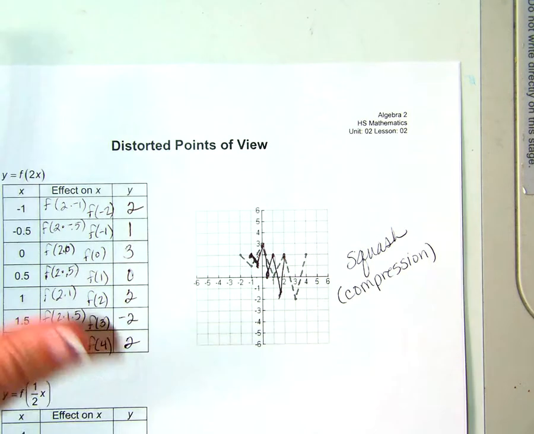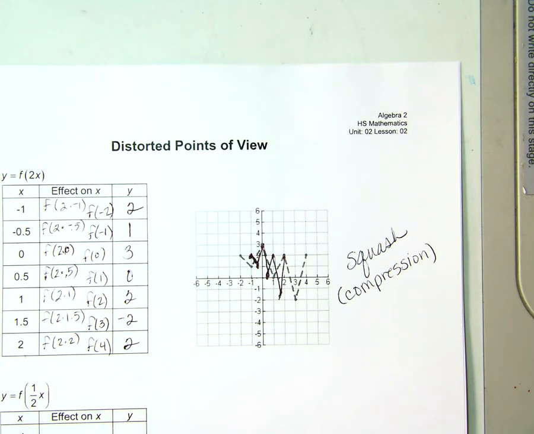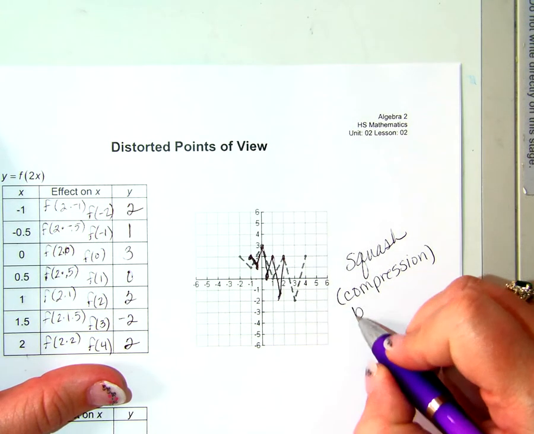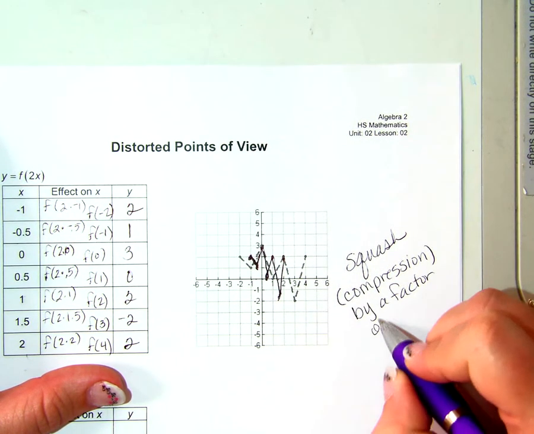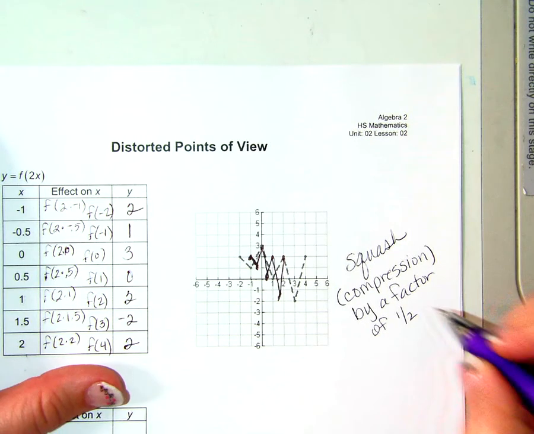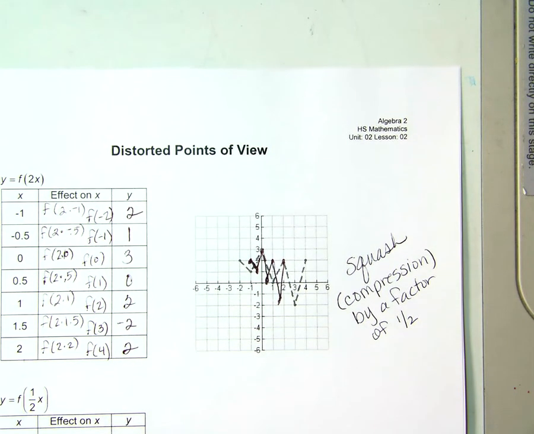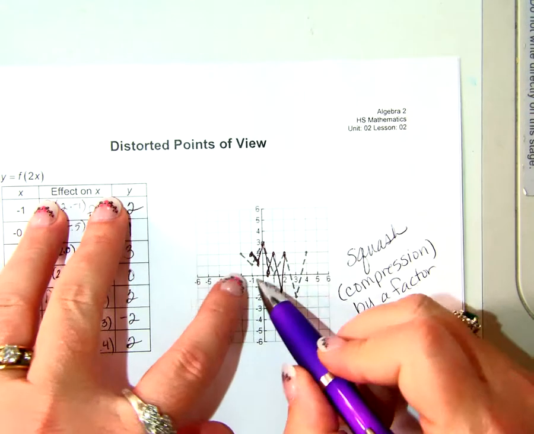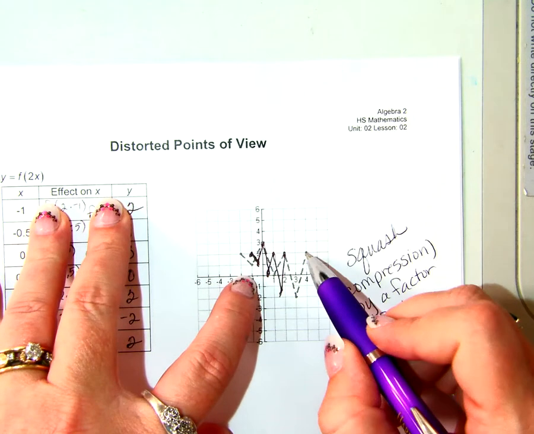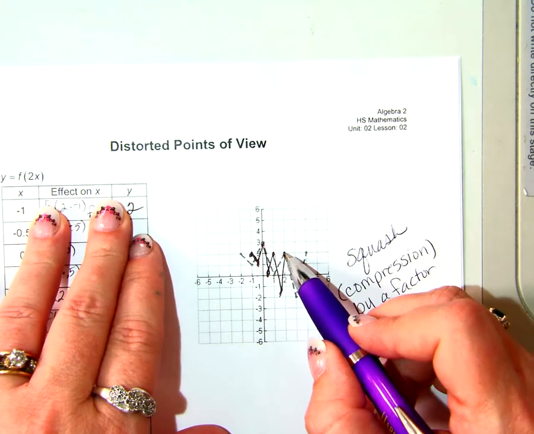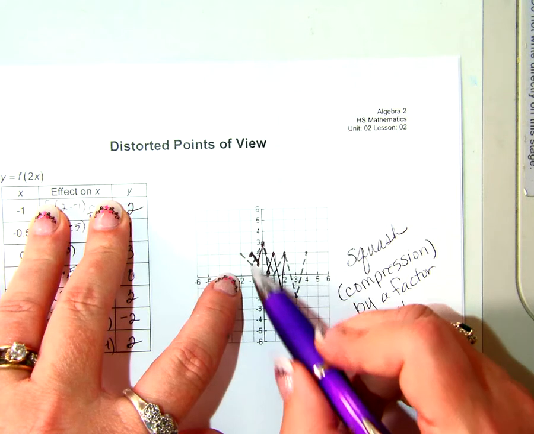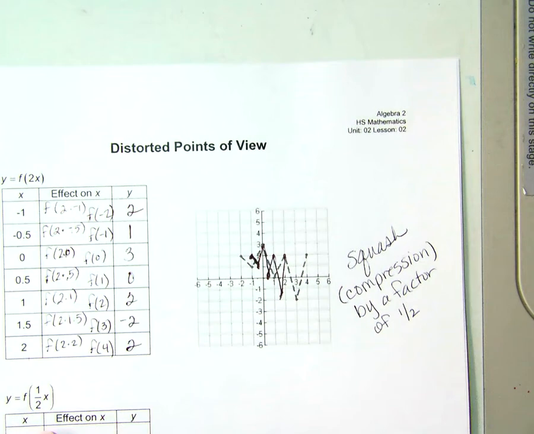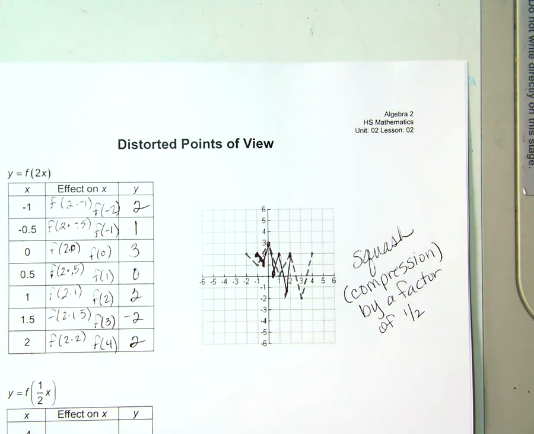This is a compression. Okay? It's a compression. And we're going to say by a factor of a half. Can you see that it got half as skinny as it was before? It used to go out to 4. The end used to go out to 4, but now the end only goes out to 2. On this side, the end used to go out to 2, but now the end only goes out to 1. So do you see it only went half as far as it did before?